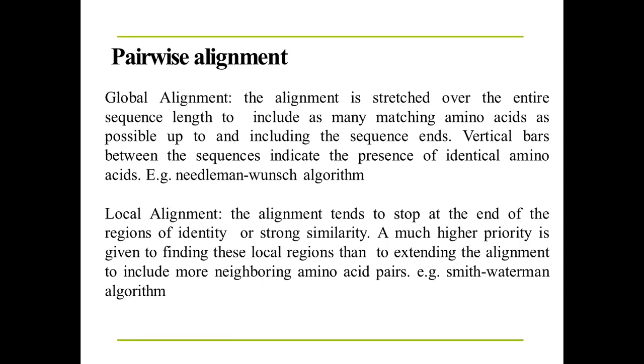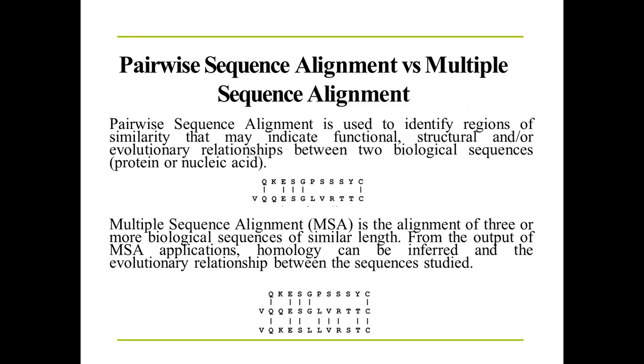Vertical bars between the sequences indicate the presence of identical amino acids. For example, we have a very famous global alignment algorithm that is known as the Needleman-Wunsch algorithm. And in local alignment, we have the Smith-Waterman algorithm that is most famous. In local alignment, we just have to take a look at specific conserved portions, a small number of amino acids from a big sequence. If we need conserved parts, motifs or domains, we move towards local alignment. So these are pairwise alignments.